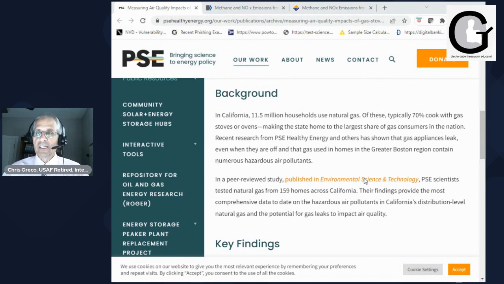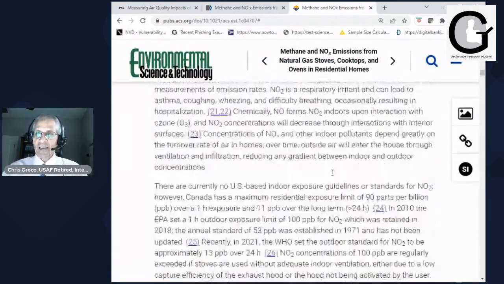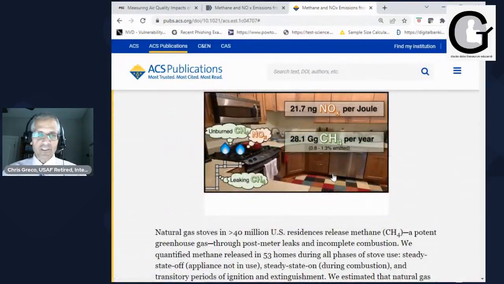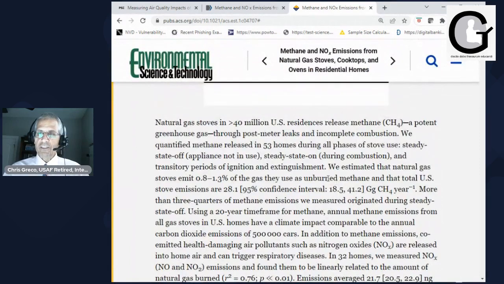across California. So if you take a look at this, published in Environmental Science and Technology, which I did, this is what you come up with. You come up with a full study. Now, look, folks, I'm not telling you that you need to read this thing, absolutely, but it is interesting when it talks about these areas.